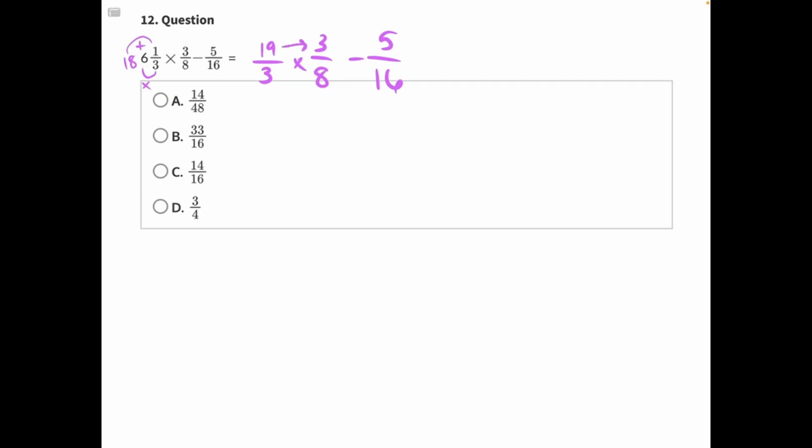Multiplying straight across in our numerators, 19 times 3. 3 times 9 is 27. 3 times 1 is 3 plus 2 is 5. So we'll have 57 over 3 times 8 will give us 24.